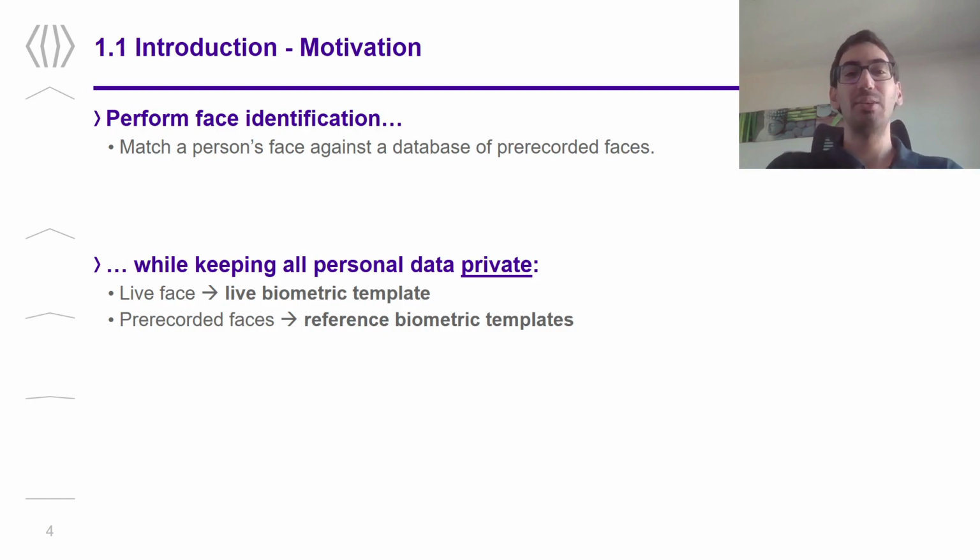In the introduction, we'll start with the motivation of the work, which is, as said by the name of the paper, to perform face identification. That is, to match a person's face against a database of pre-recorded faces. And we want to do this while keeping all the personal data private. When we say personal data, we don't actually mean the live and pre-recorded faces, but rather the biometric templates that arise from them, the live and the reference biometric templates. A template is in fact just a vector, a short, succinct representation of all the important key features of a face that allow you to compare faces among each other.